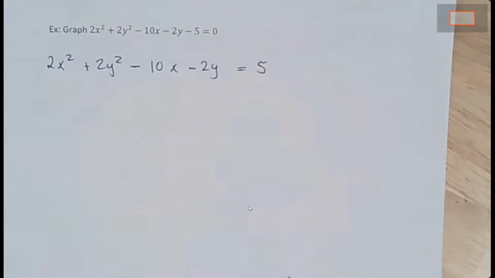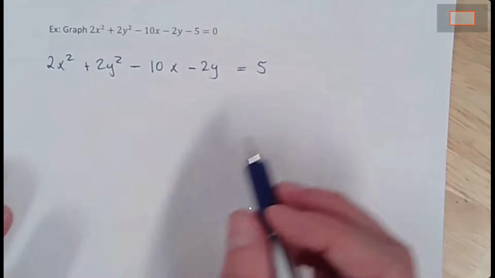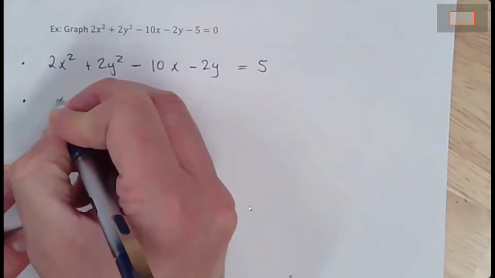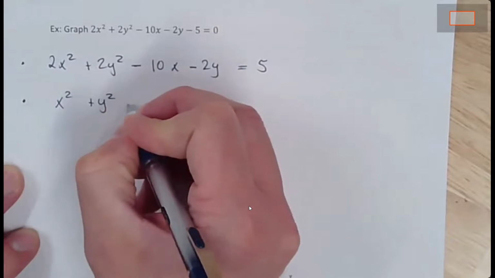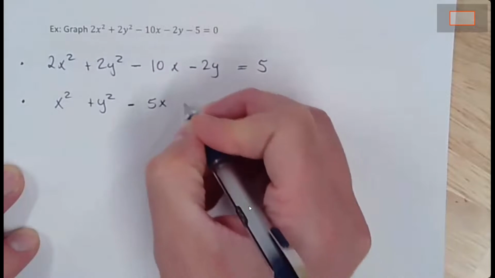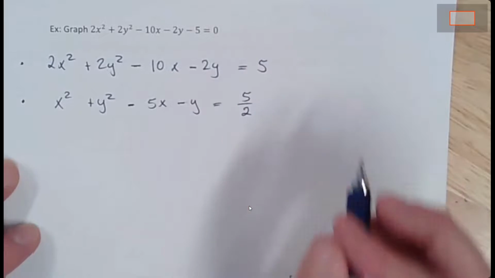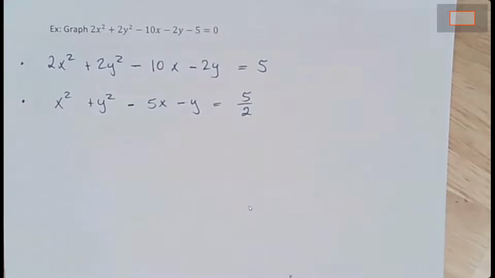And now I want to divide both sides by 2 because I really don't want that coefficient. In fact, this is a good thing to do if you're ever completing a square. If you can get the thing that's squared to have a coefficient of 1, that's always going to be in your interest. So I'm going to divide everything by 2. I'm going to get x squared plus y squared minus 5x minus y equals 5 over 2. Fractions all the time. Okay.